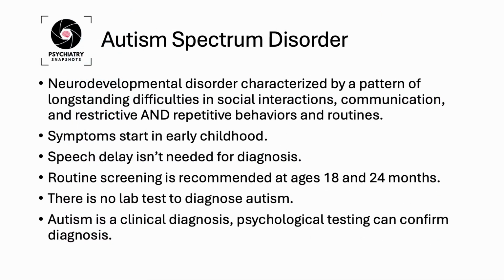To summarize, autism spectrum disorder is a neurodevelopmental disorder characterized by a pattern of long-standing difficulties in social interactions, communication, and restrictive and repetitive behaviors and routines. Symptoms start in early childhood, typically by age 3. Speech delay isn't needed for diagnosis, and although communication deficits are present for diagnosis, it's not limited just to spoken language.